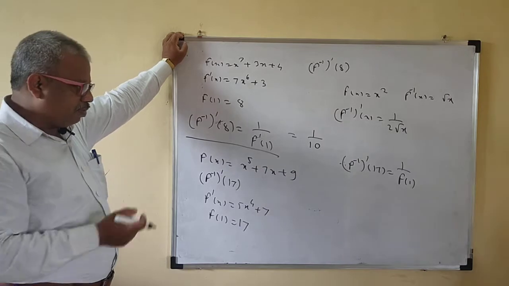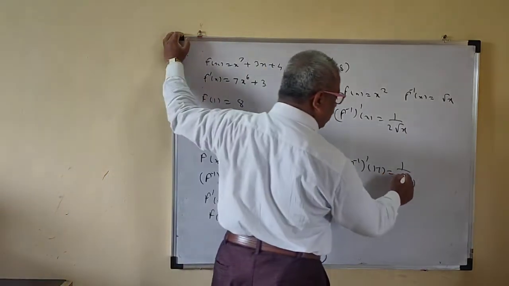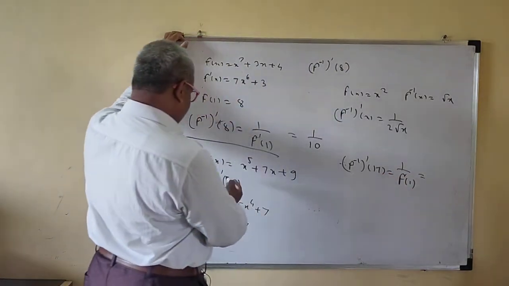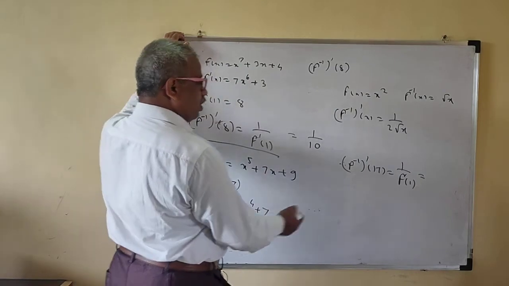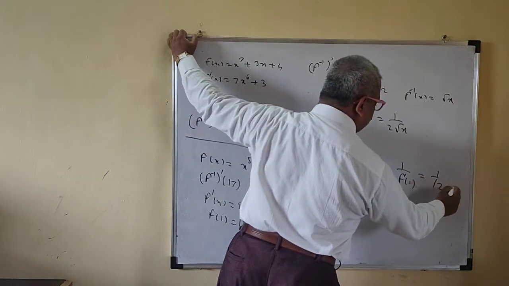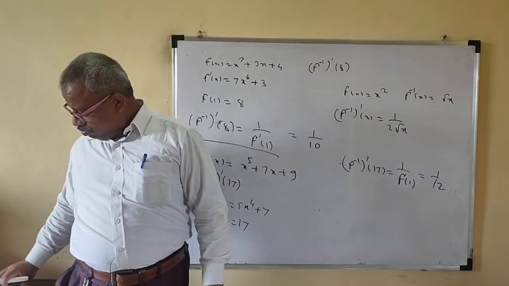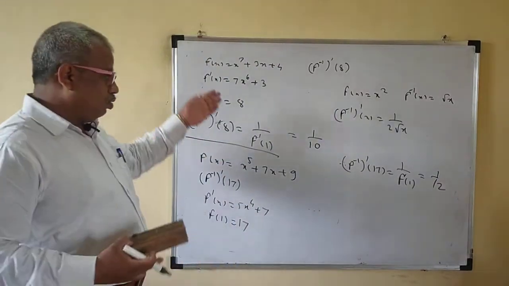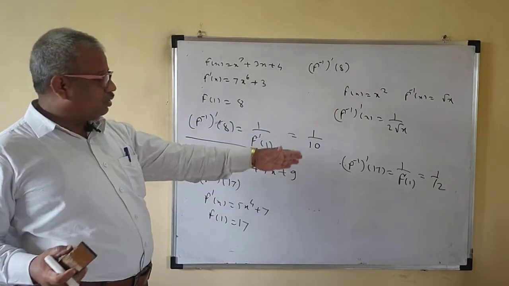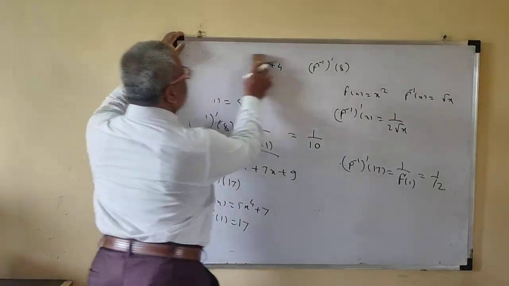So f prime is 5 plus 7, which is 12. So the answer is 1 by 12. We have to choose the proper value from the options. Note that such types of problems on the derivative of the inverse function may come.